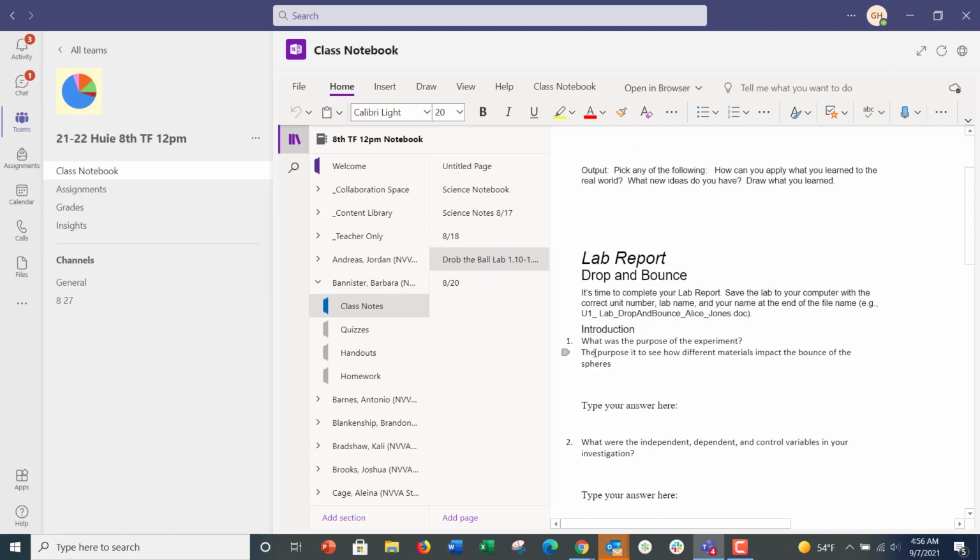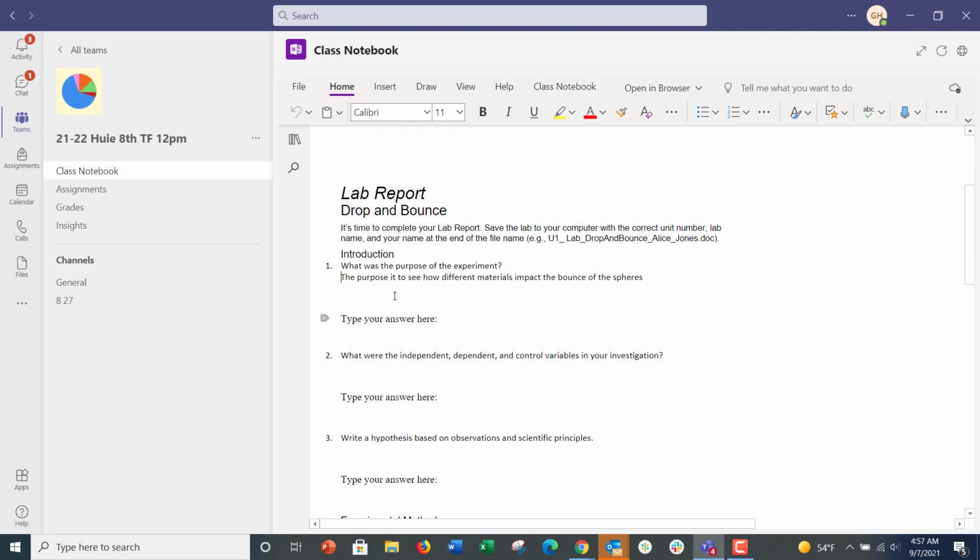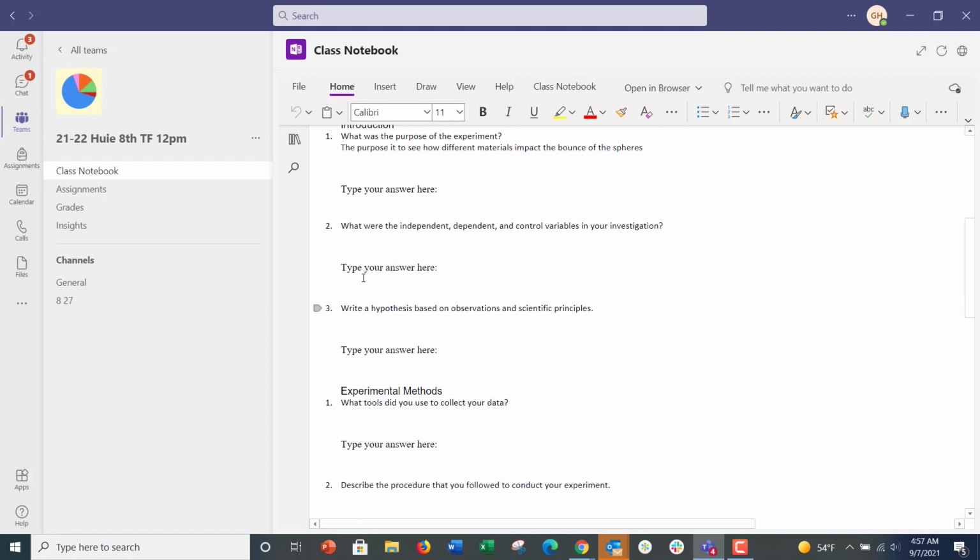The first thing we have here is, what was the purpose of the experiment? The purpose is to see how different materials impact the bounce of the spheres. So that would be your first answer. Your second question, what were the independent, dependent, and control variables in the investigation?